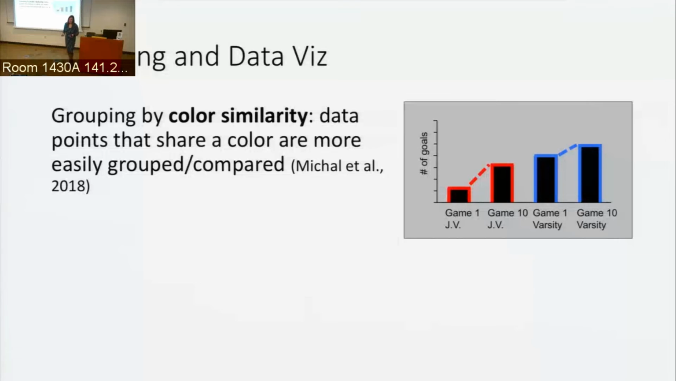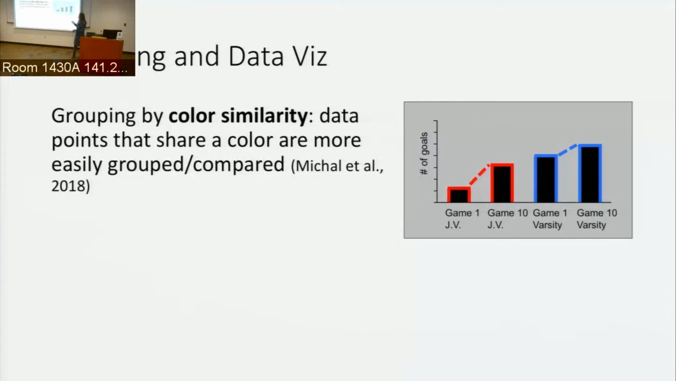I've also done some work with grouping and data visualization. In this case, we came up with a graph comprehension intervention for high school students. The goal here was to teach them how to flexibly group different sets of bars. I have four different data points that vary between whether the team was a junior varsity or varsity and whether it was game 1 versus game 10 in their season.